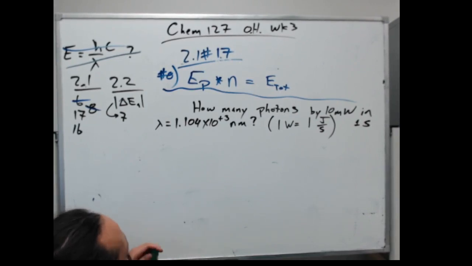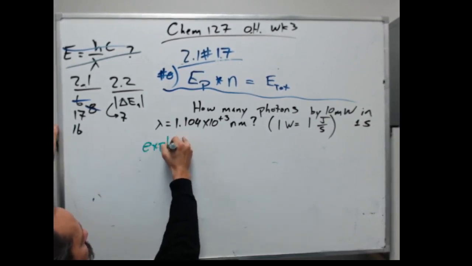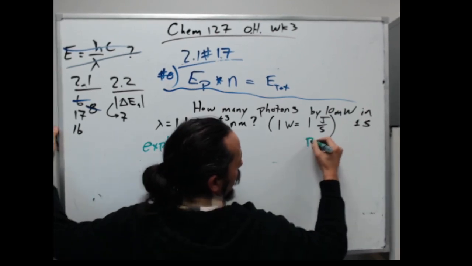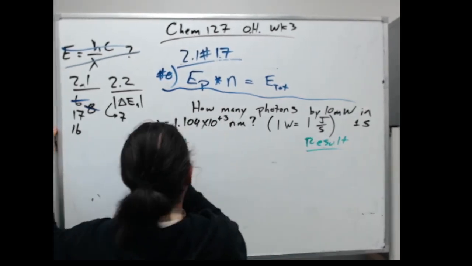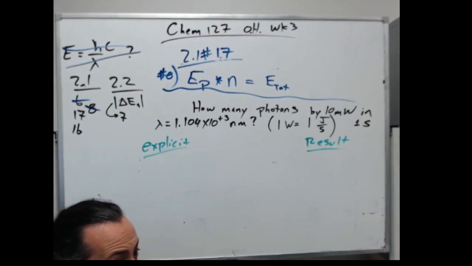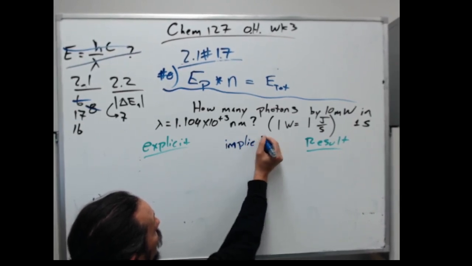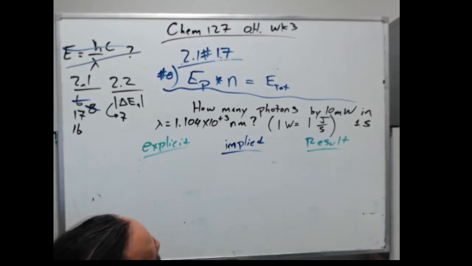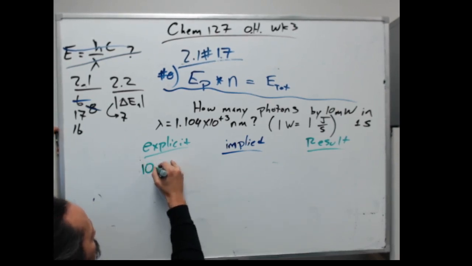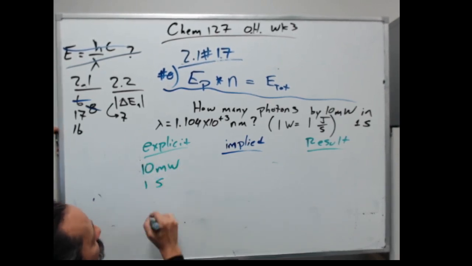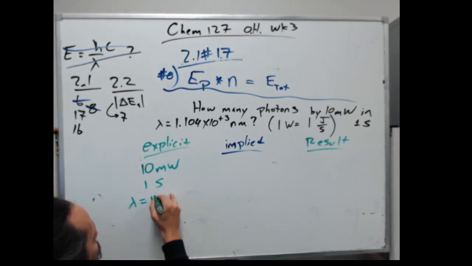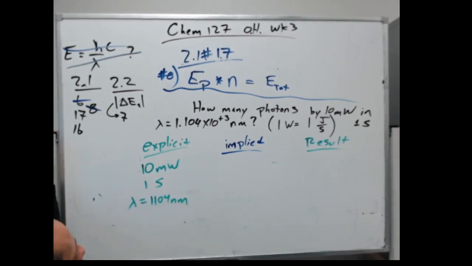So I'm going to do my thing that I do. I'm going to break it down because this is a tricky problem. Those earlier problems, I didn't feel the need to do it because they seemed pretty straightforward. This one is definitely tricky. So I'm going to write down my explicit information: 10 milliwatts, 1 second, wavelength, and I'm going to write this a little differently, 1104 nanometers. I don't want the scientific notation on top of the scientific notation. That's all of my explicit information.